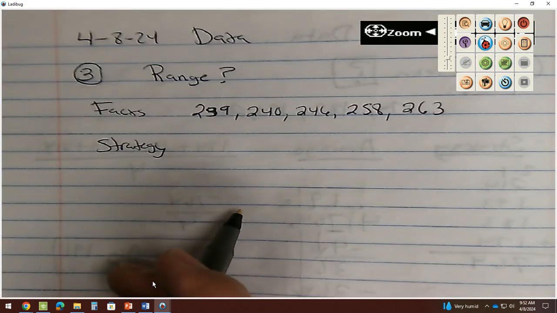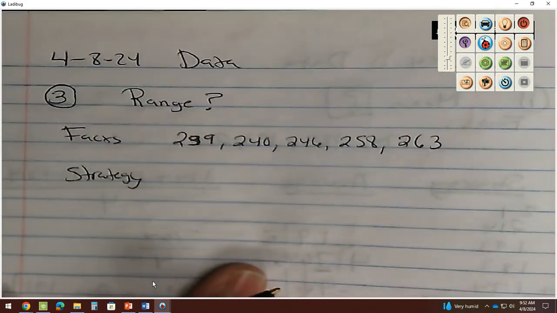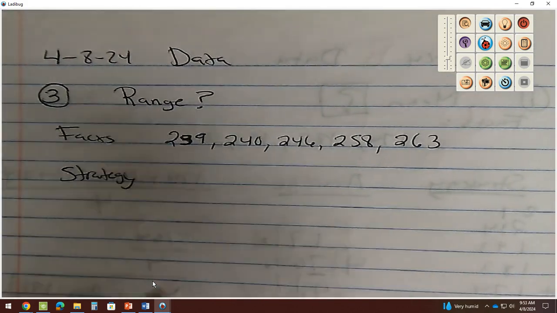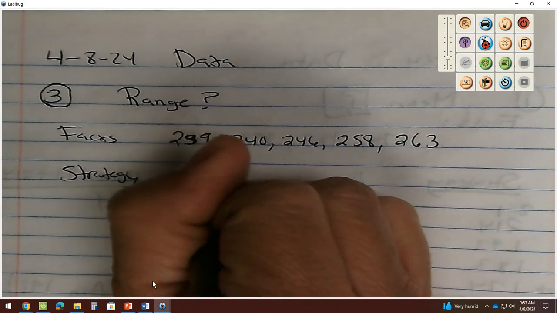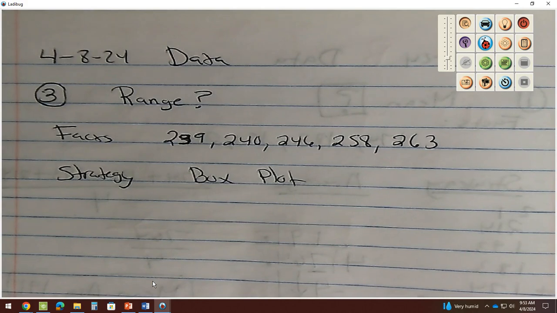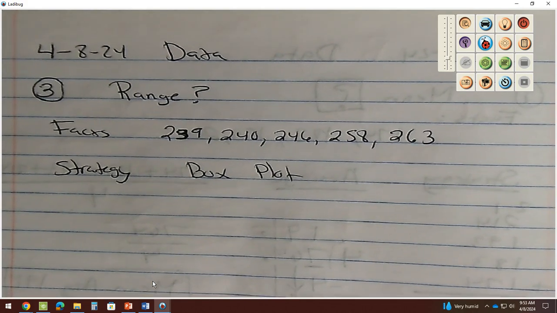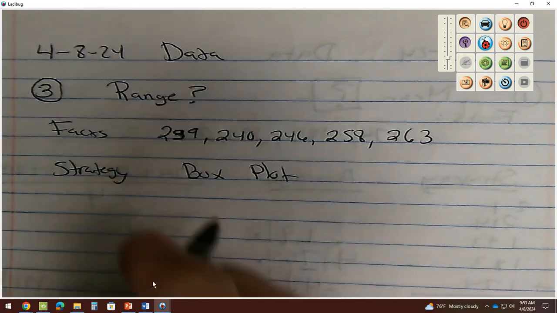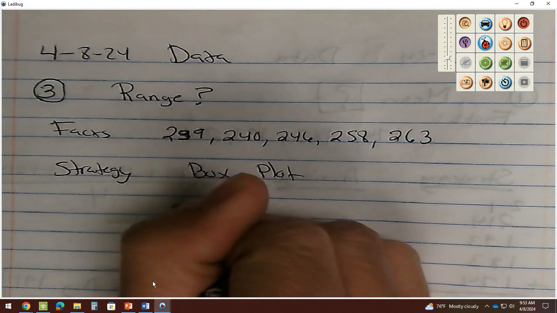Okay, who remembers the strategy when we're doing range? Box plot. Okay? So let's write the numbers again so we can do a box plot.